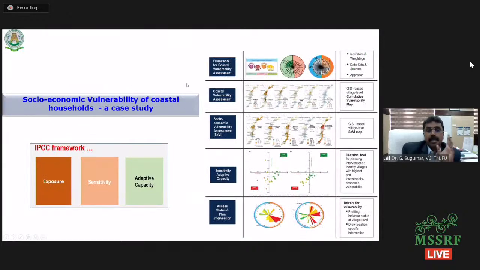And one more study. Nowadays, the sustainability of coastal resources is very much affected by the vagaries of climate change. So we made a socio-economic vulnerability assessment of households in the Thoothukudi district. We took all the fishing villages, based upon a framework for coastal vulnerability assessment. We made two metrics with which the sensitivity and adaptive capacity of the villages were evaluated, and based upon that, they were classified as safe, risky, or more vulnerable. And we also assessed how to improve their adaptive capacity and reduce their vulnerability.